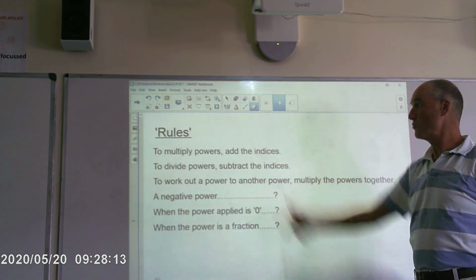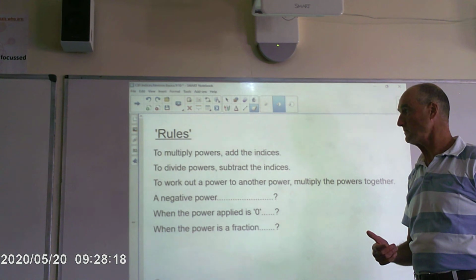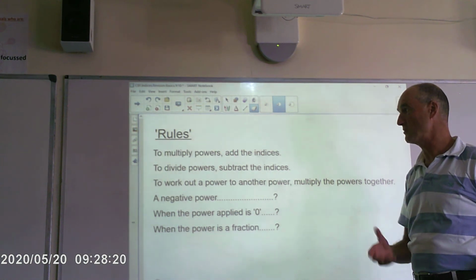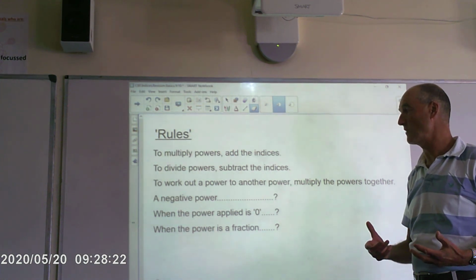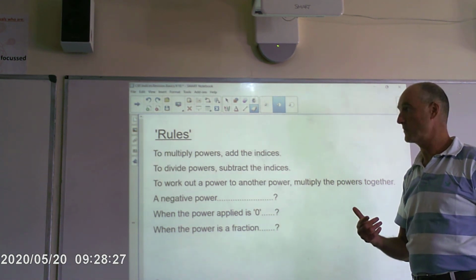These are the basic rules with regard to indices that we've had a look at. You should be familiar with those. You should be able to do questions relating to those. But I'm going to pose to you a little bit of a question.